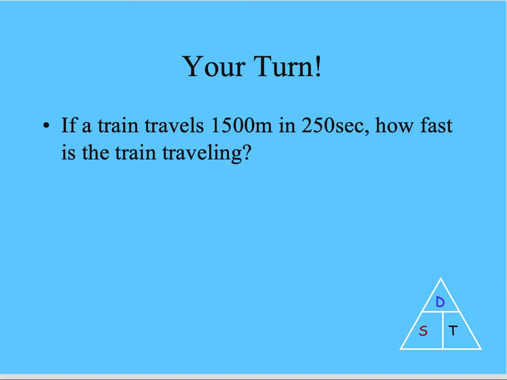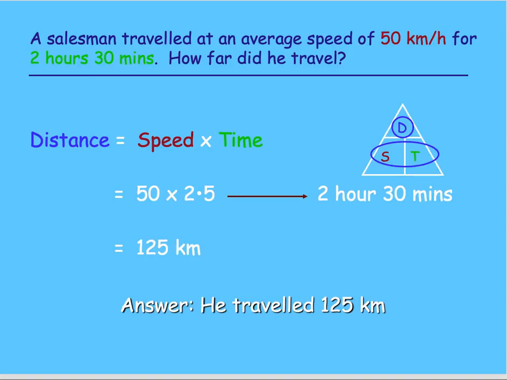All right, if a train travels 1,500 meters in 250 seconds, how fast is it traveling? That is still meaning the speed. So if we have 1,500 meters divided by our time of 250 seconds, that is going 6 meters per second. All right.